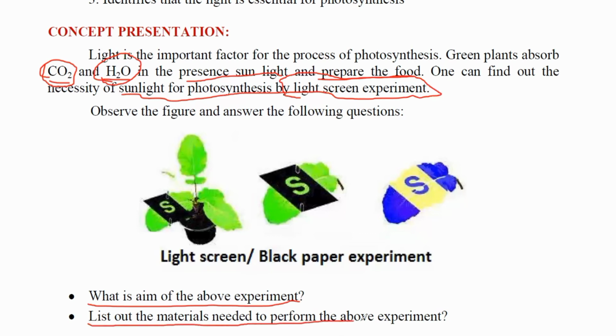So let us take a healthy potted plant which has broad leaves. Previously we took long and narrow leaves in the experiment showing that CO2 is essential for photosynthesis. But here, to show that sunlight is essential for photosynthesis, we have to take a potted plant which has broad leaves.